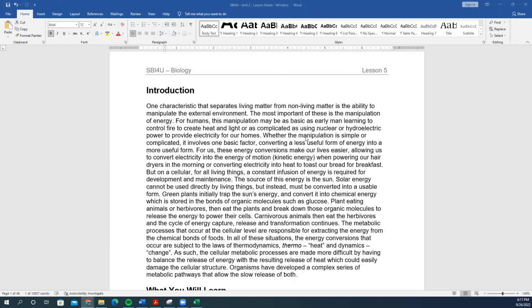Plants initially do this for us. They trap the sun's energy and convert it into chemical energy, which they then store in the form of an organic molecule such as glucose. That energy that was taken up, that radiant energy absorbed from the sun that got converted into chemical energy, is actually stored in the bonds of those organic molecules. So the bonds of a sugar molecule, for example, that the plant produces by absorbing sunlight, that energy from the sun is actually present within the bonds of that molecule of glucose.